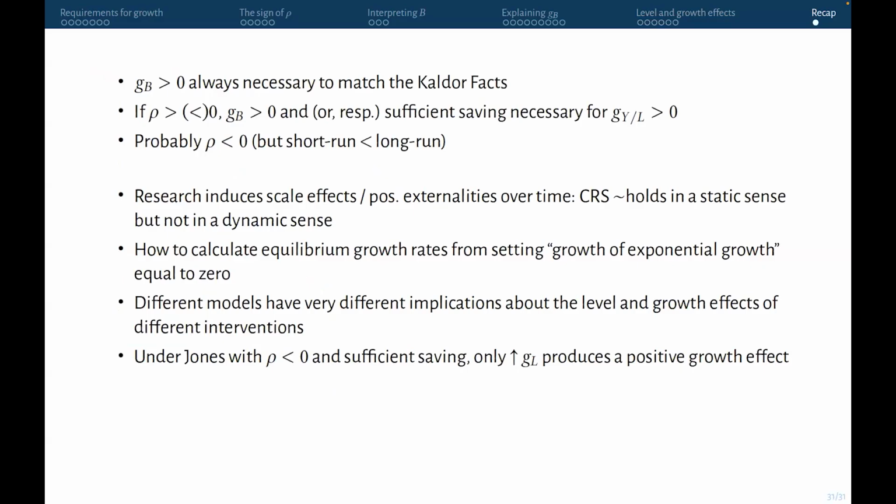But that's that. So to recap, to match the Kaldor facts, you need balanced growth. So if you're going to have growth in output per person at 2% a year, or whatever, you need B growing at 2% a year, and you need AK growing at g_B plus g_L. In the gross complements case, you need growth in both terms to sustain growth in output per person. In the gross substitutes case, you only need one of them.